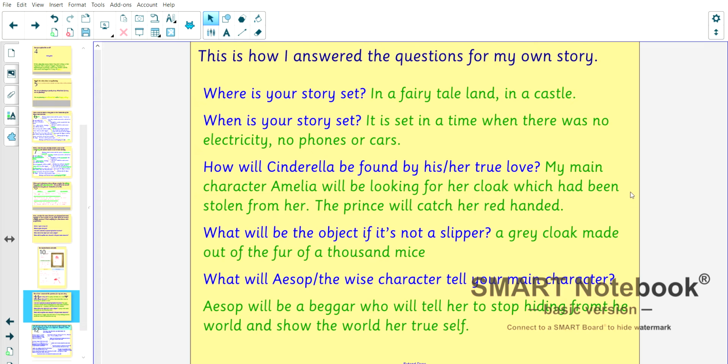So my story that I'm going to be writing at the same time as you is going to be set in a fairy tale land in a castle. It is going to be set in a time when there was no electricity, no phones, or no cars. My main character, Amelia, will be looking for her cloak, which had been stolen from her, and the prince will catch her red-handed. The object is going to be a grey cloak made out of the fur of 1,000 mice. And Aesop, I think I'm going to leave his name, Aesop, in my story, is going to be a beggar who will tell her to stop hiding from the world and show the world her true self.